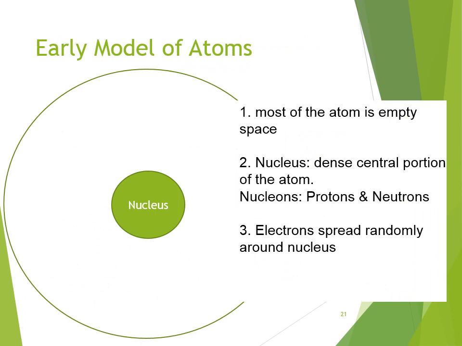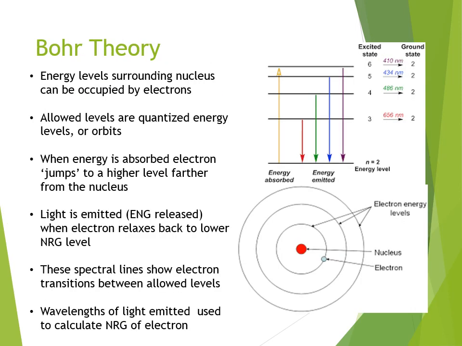So here we have an early model of atoms. You'll notice that it's mostly empty space. The nucleus is still present in the center, including the protons and the neutrons, not shown here, and then the electrons were spread around. Bohr later discovered that it was actually a much more complicated structure of an atom than that. So you'll see off to the right, we have another representation of an atom. We have the nucleus in red, the dense center with the protons and neutrons, and then we have electrons orbiting around the nucleus.